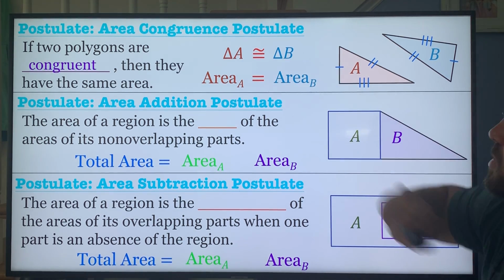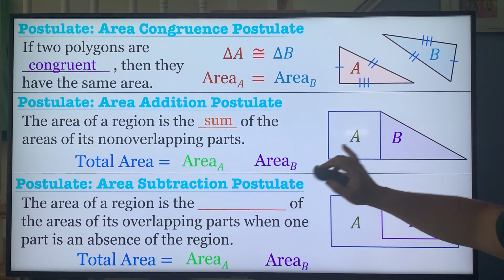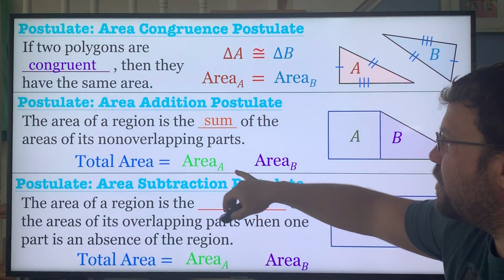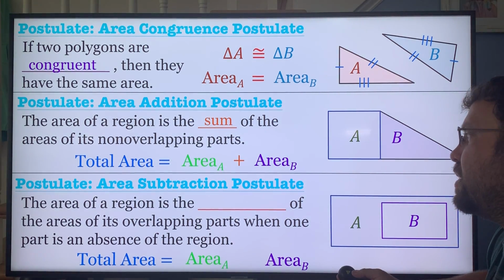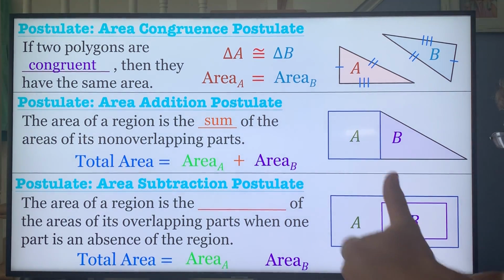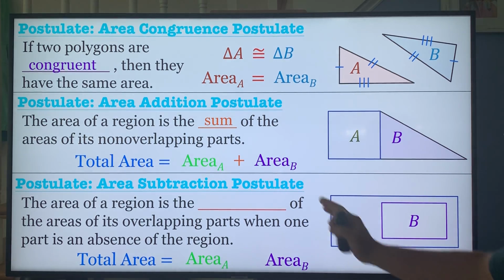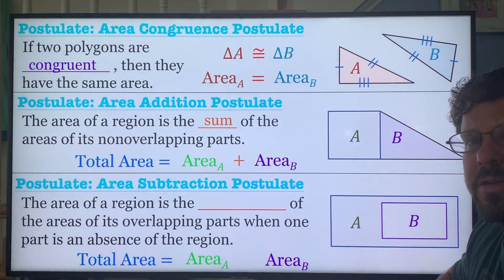Oh, jumping up here, the two areas equal each other. Areas equal, triangles are congruent. So we said before sum. So the total area is area 1 plus area 2, or area A plus area B. Got it? Awesome. All right, so next postulate, subtraction postulate.